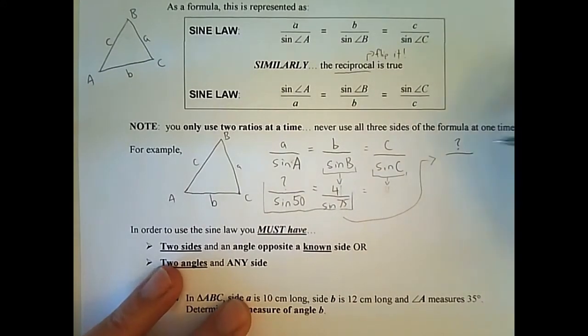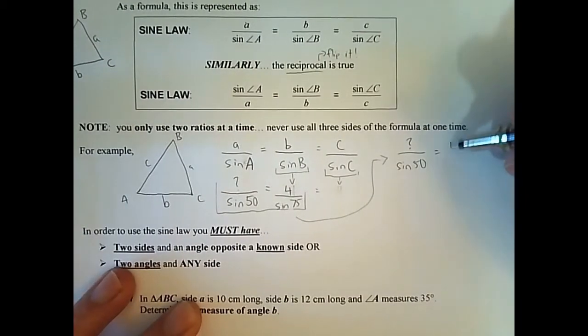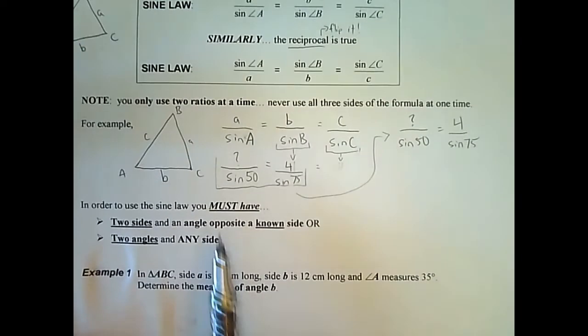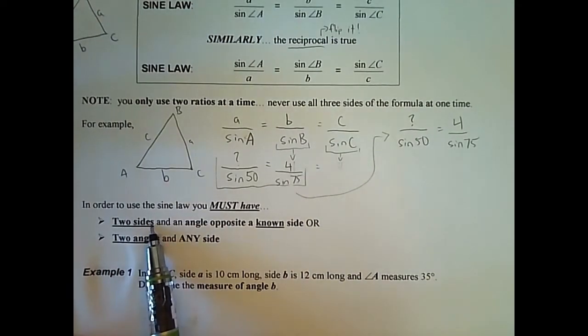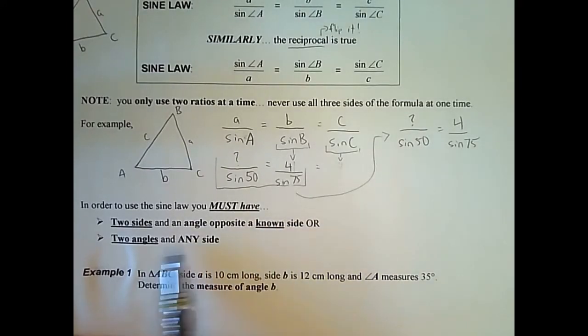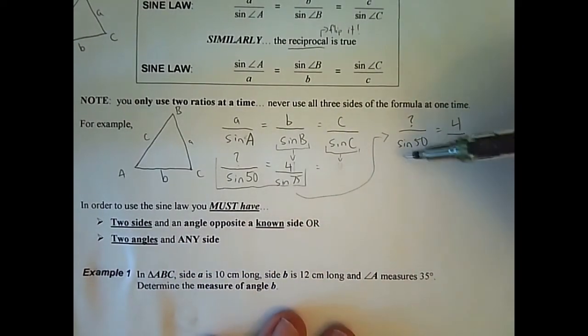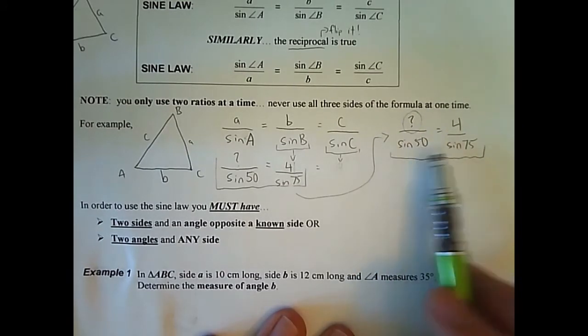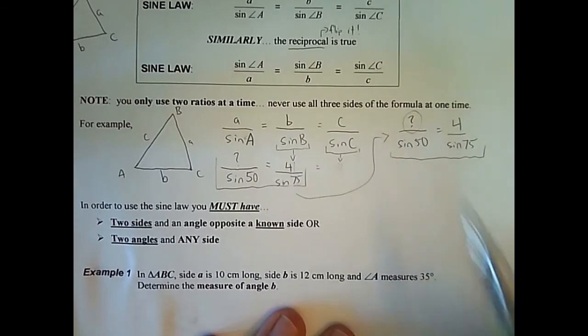We could put a variable in there like x or y, or just keep it as a. But when I get a question involving sine law, we must have either two sides and an angle opposite to a known side, or two angles and any side, which are the two scenarios we're going to come across. But what this really means is when I have these two ratios, I'm always going to have three things and not a fourth thing. So in this case, it's a side. I don't know what this side is, so I'm going to have two angles and a side in this case, and I want to solve for a side.